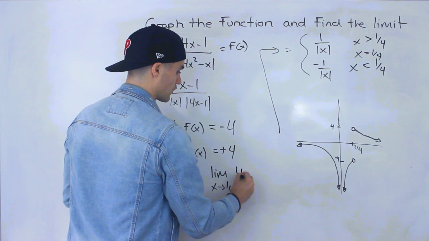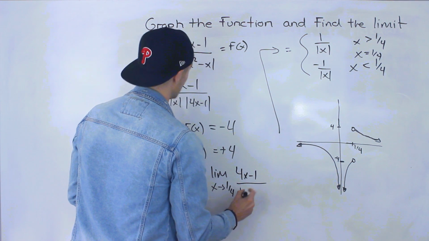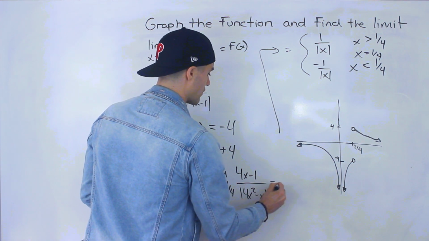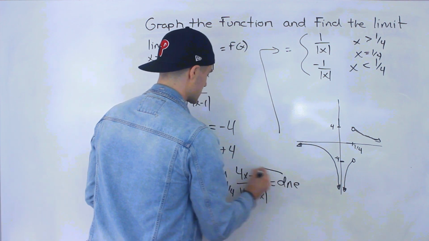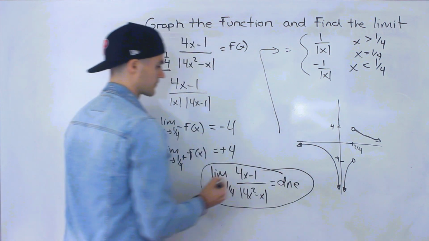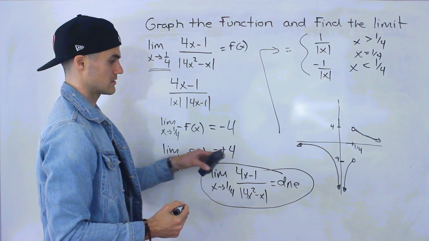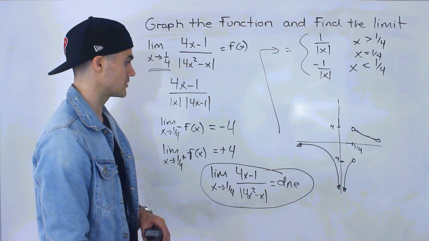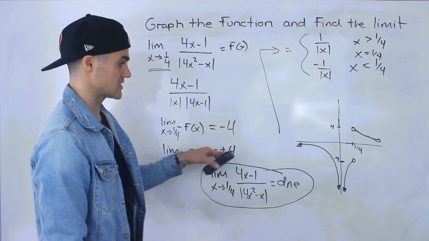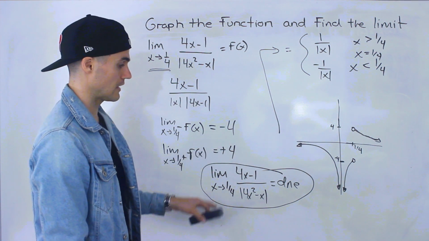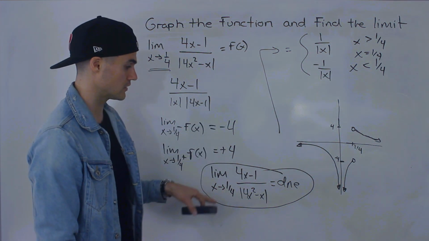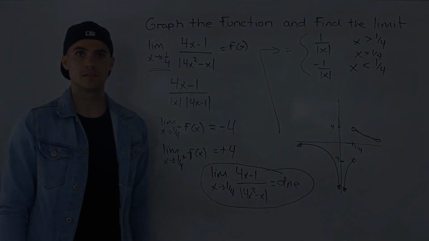That means that this limit, the general limit as x approaches 1 over 4, I'm going to just rewrite this function, 4x minus 1 over 4x squared minus x. It means that this limit does not exist, right? Because those one-sided limits are approaching different y values. If they were both approaching the same y value, then this limit would just equal that y value. But because the y values are different, that limit does not exist.